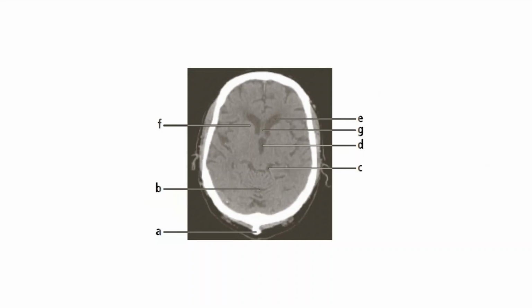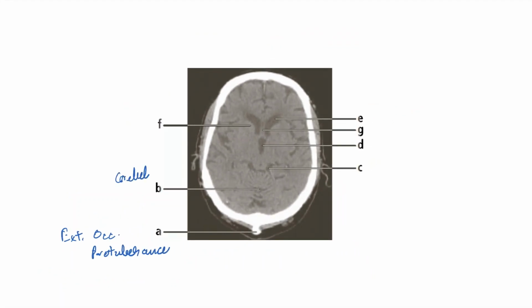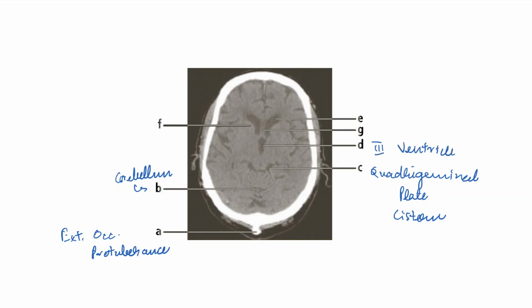Now let us mark the structures in this CT. A is external occipital protuberance, B is cerebellum, vermis of cerebellum, C is quadrigeminal plate cistern, D is third ventricle, E is anterior horn of lateral ventricle.